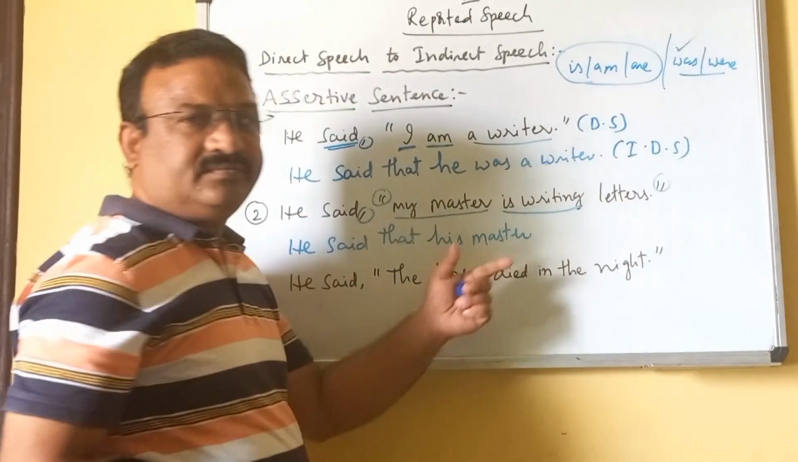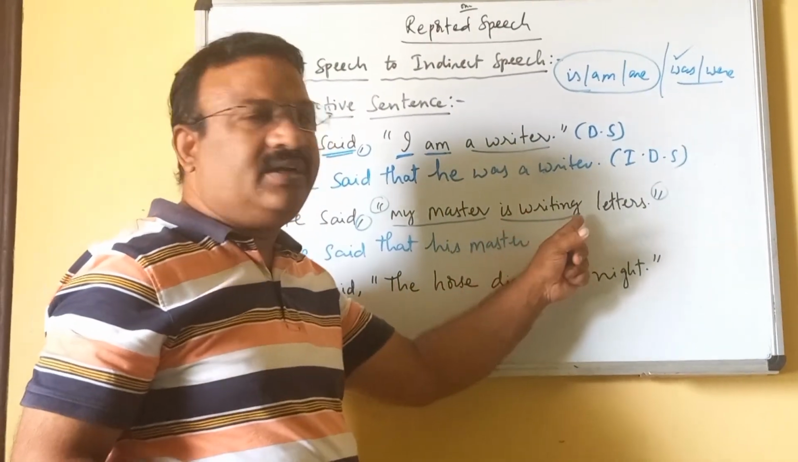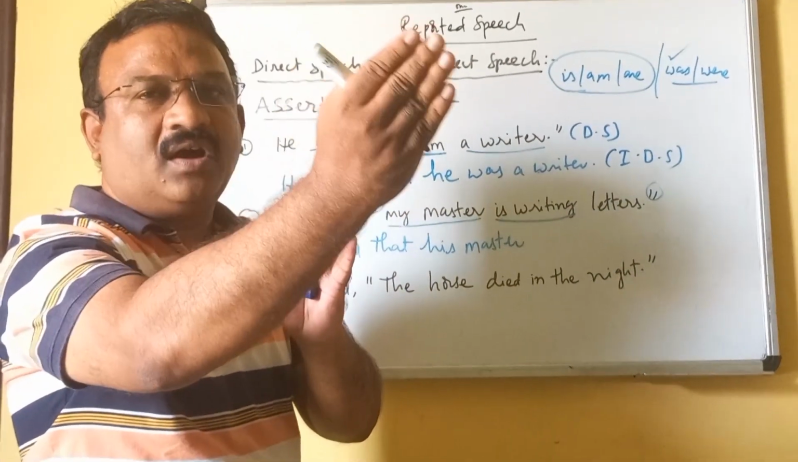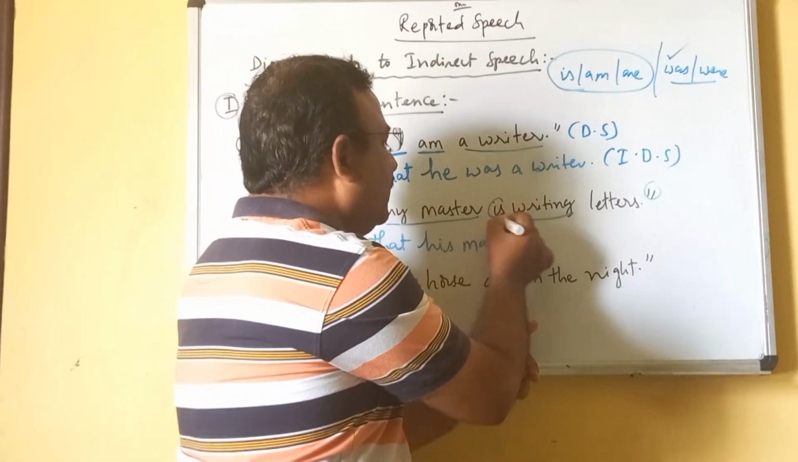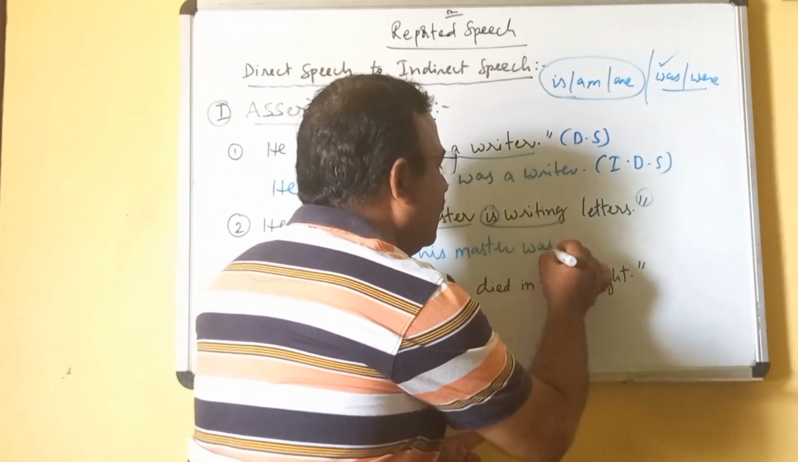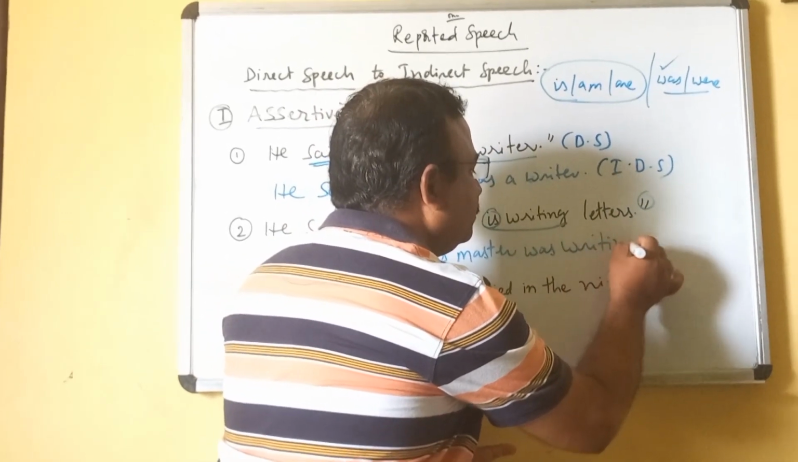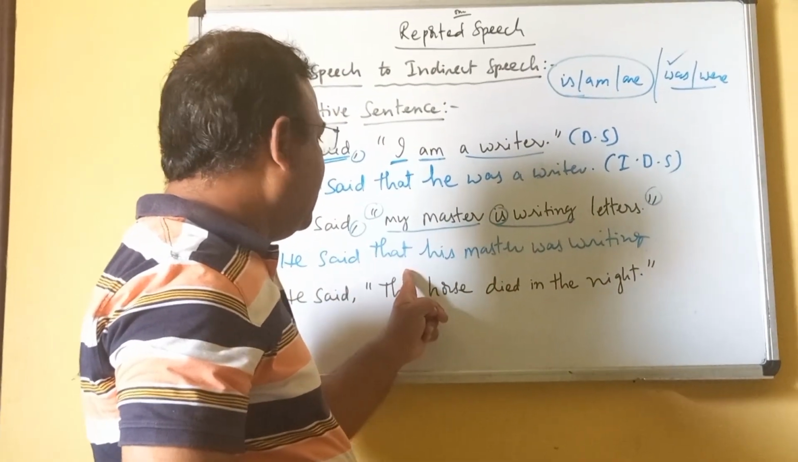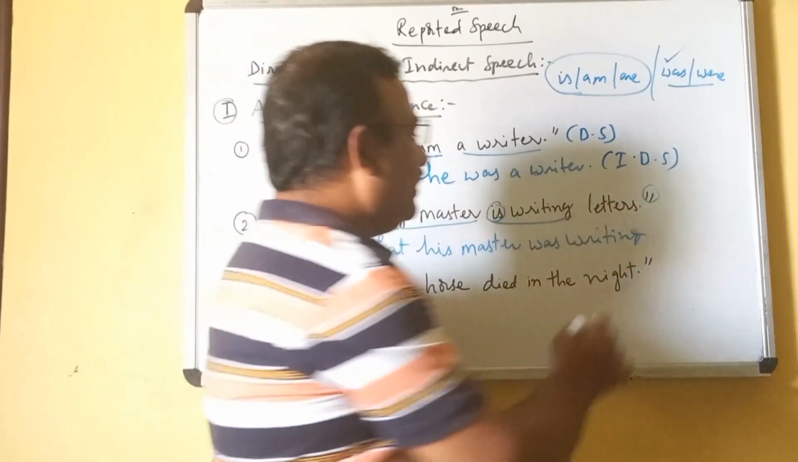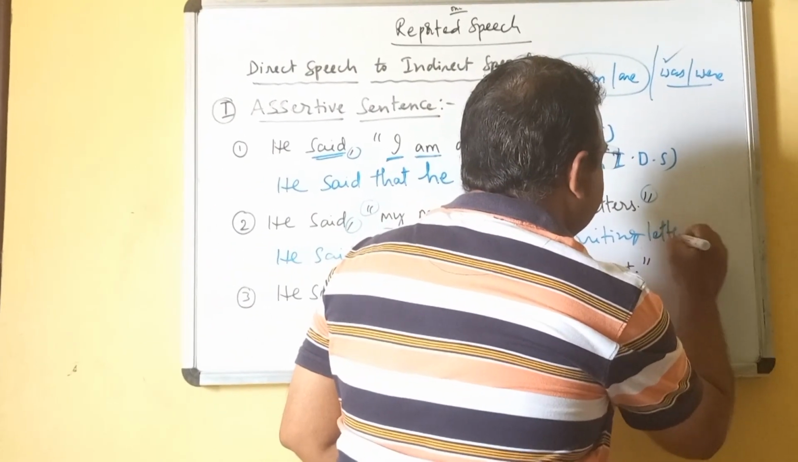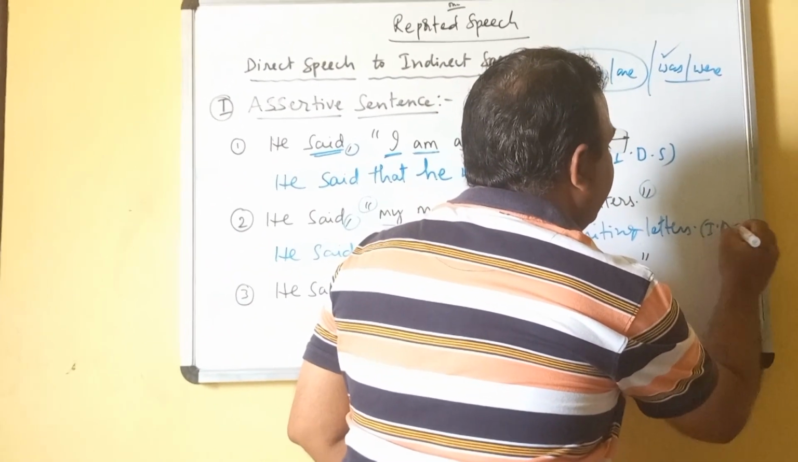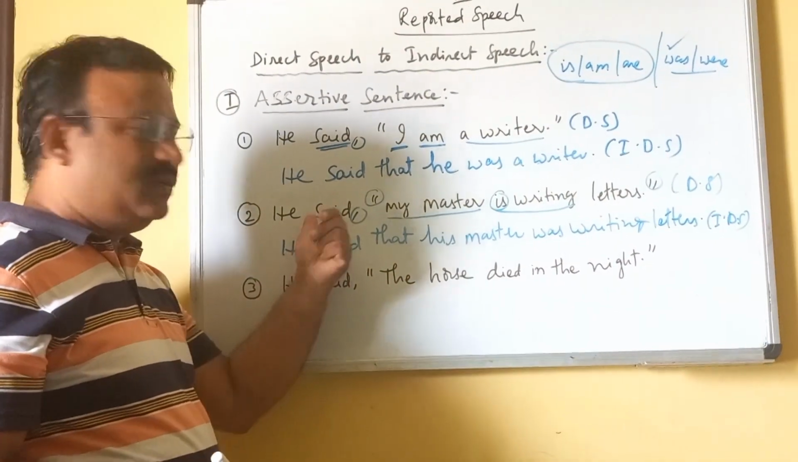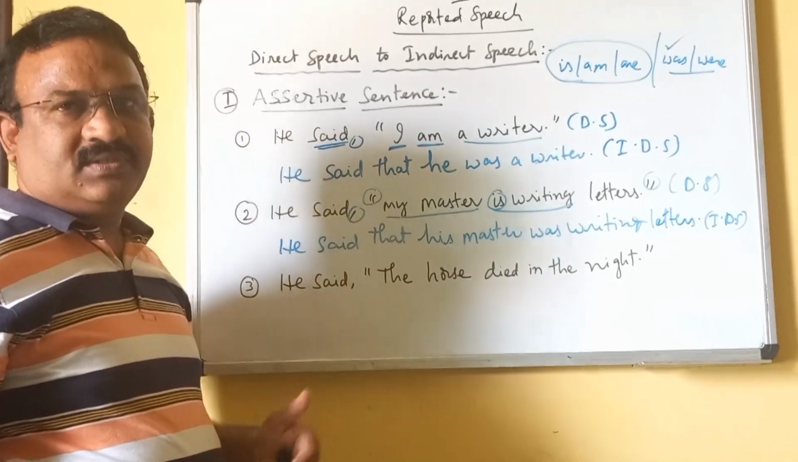He is writing. This one is present continuous tense. So present continuous tense will become past continuous tense. In place of is, you can write was writing. So is writing will become was writing. He said that his master was writing letters. This one is indirect speech. This one is direct speech. Now we changed from direct speech to indirect speech.